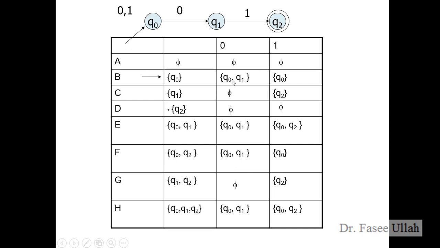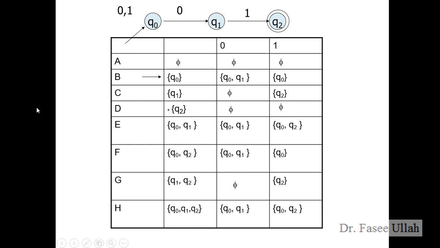Then we have Q0 and Q1, right? So Q0 and Q1 also accepts the zero transition between these two, right? And then we have Q0, so it also accepts 1 as well. So it is represented by B. This is also representing the starting point, the transition starting point, okay?